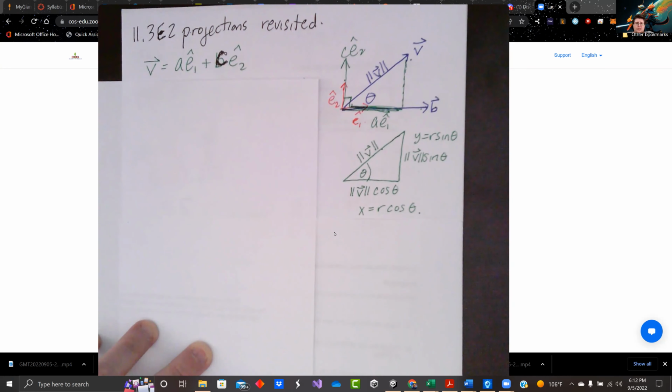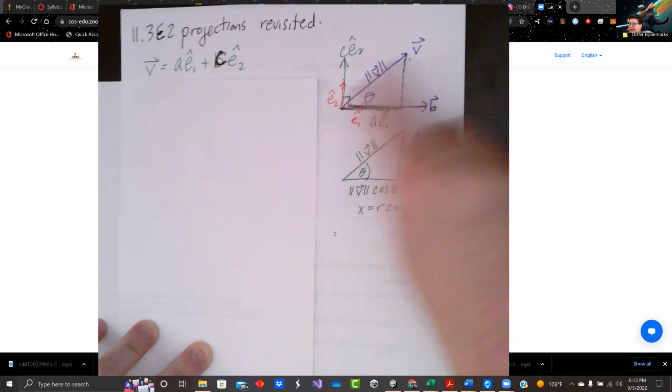We did projections in a previous video. I wanted to revisit that and show another way to think about it. One of the students asked for a way to memorize or know where the projection formula came from. Let's just take a look at it.